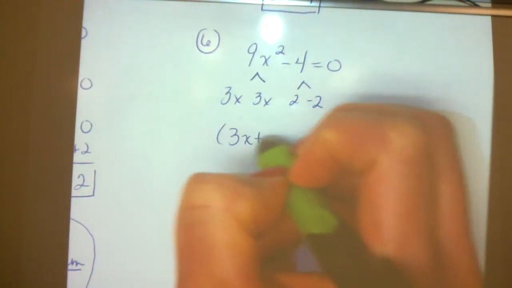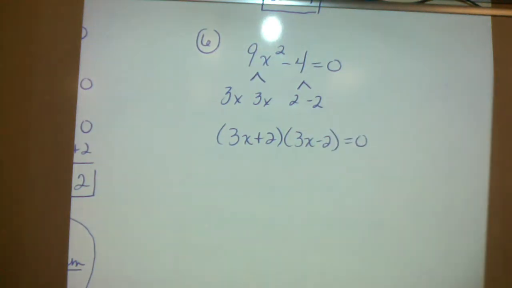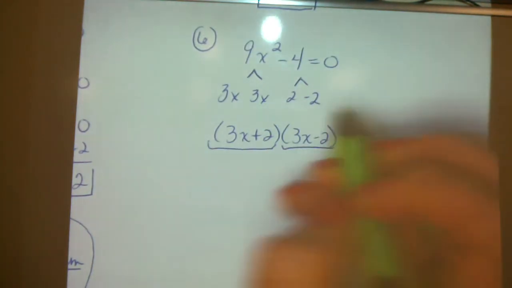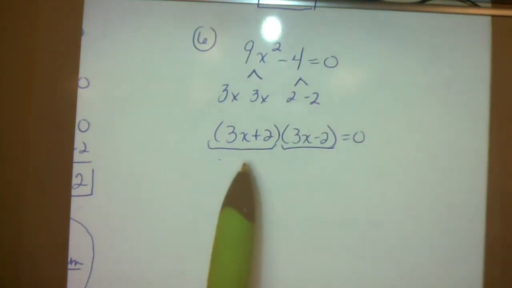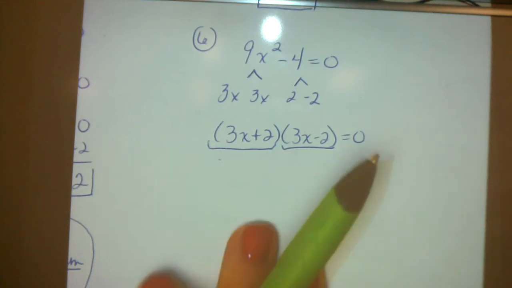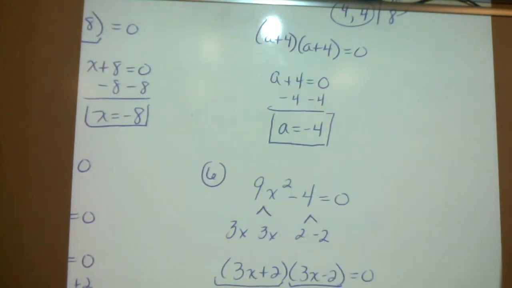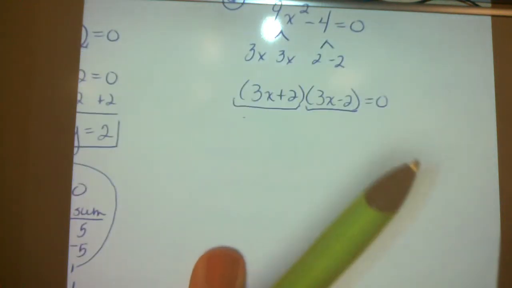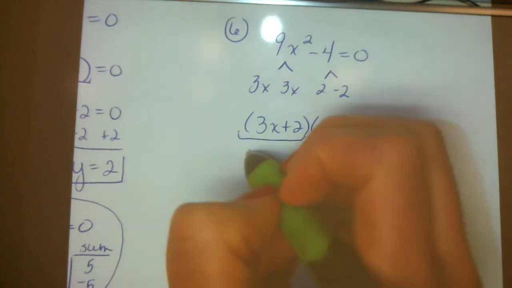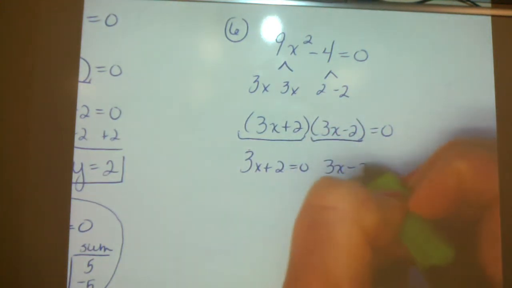So I've got 3x plus 2, 3x minus 2 is equal to 0. Now I have to do 2 of these. It's not like the previous problem. The previous problem, both of them were the exact same thing. Here, they're almost the exact same expression, they're just different signs. So I still have to set each one of them equal to 0.